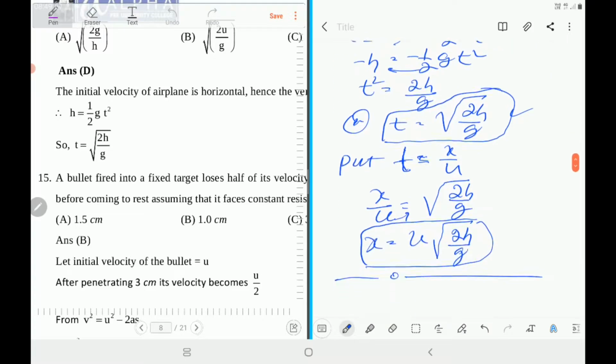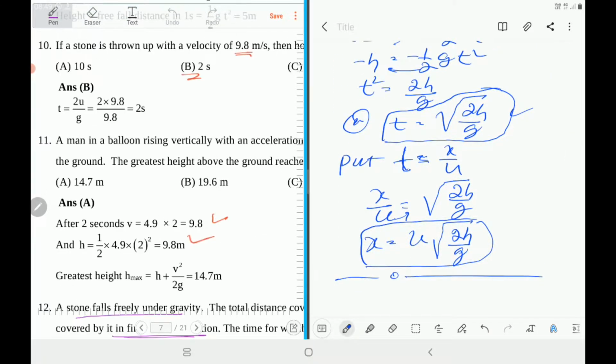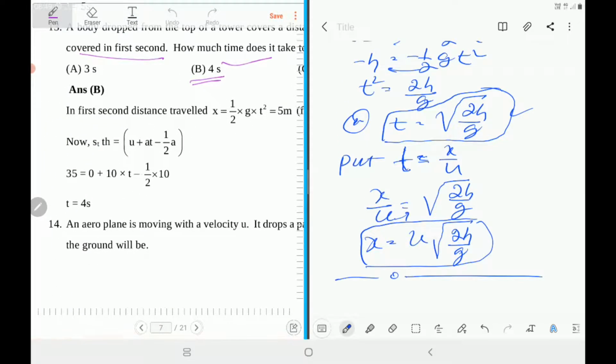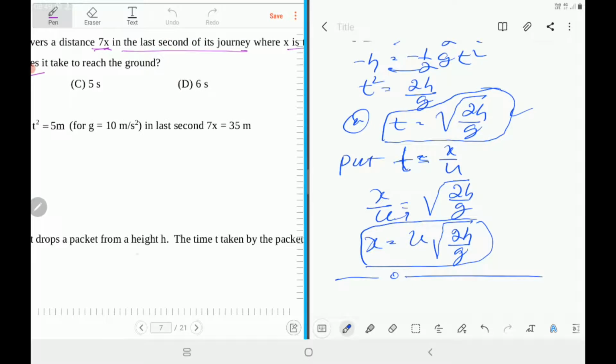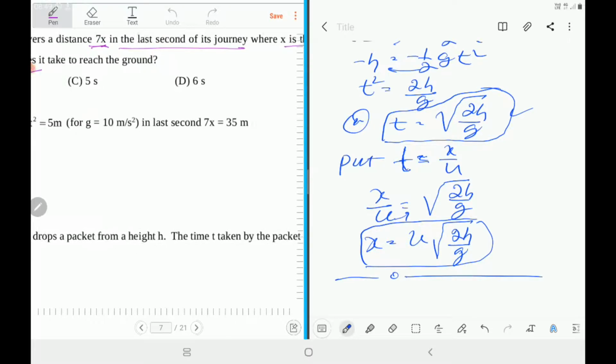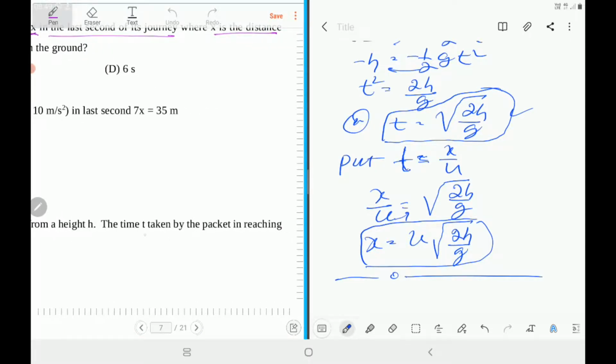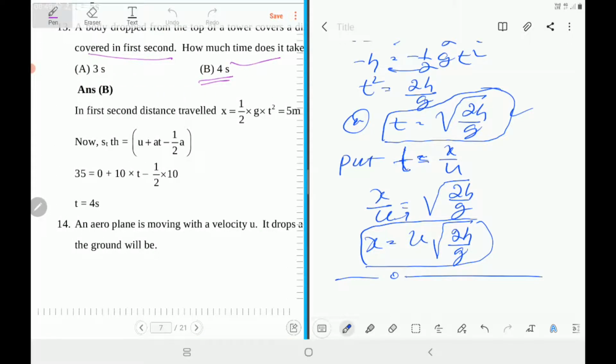Now let's see an application of these two. We have one example, I will show you. Let's read this. When an aeroplane is flying with the initial velocity u, it drops a packet from height h. The time t taken by the packet in reaching the ground will be.